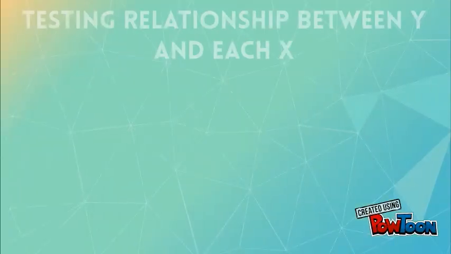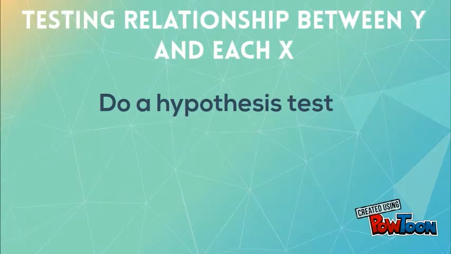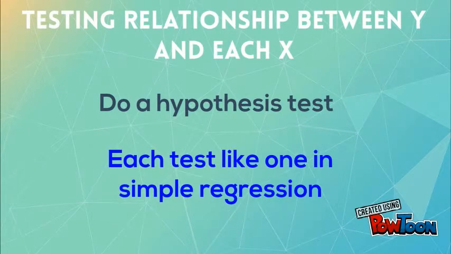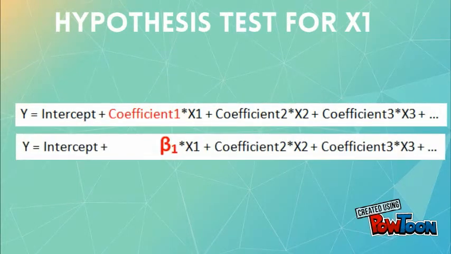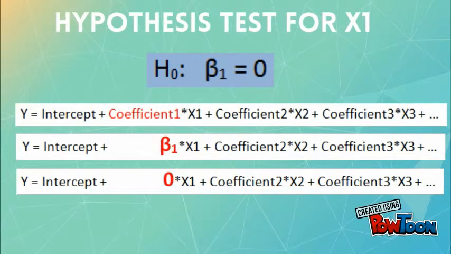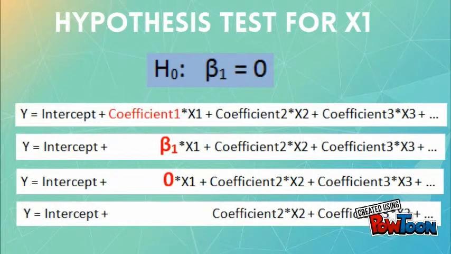To see if there is evidence of a relationship in the population between y and each individual x, we do a hypothesis test, each one like the test in simple regression. For example, the null of one test would be that the population coefficient of x1, which we call beta 1, is equal to 0. If this occurs, no relationship exists between x1 and y, because when x1 is multiplied by this 0 coefficient, it disappears from the equation describing y.